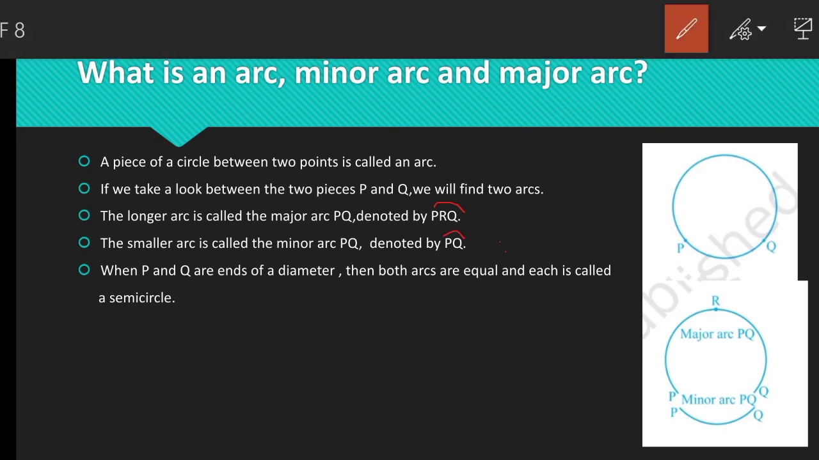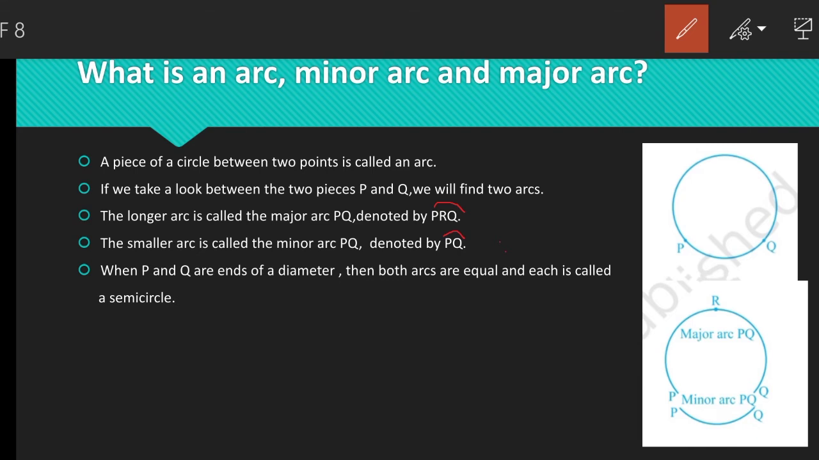Now, what is an arc? What is minor arc and what is major arc? A piece of a circle between 2 points is called an arc. Here the 2 points are P and Q. So in the first diagram, P and Q are the 2 points. So the circumference portion between them is called the arc. So PQ is an arc.